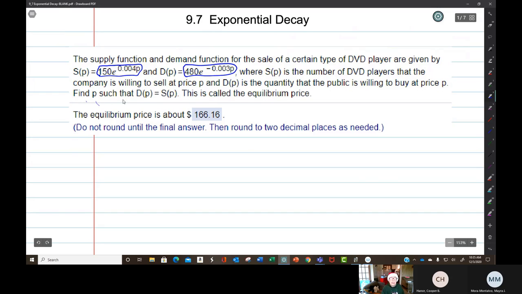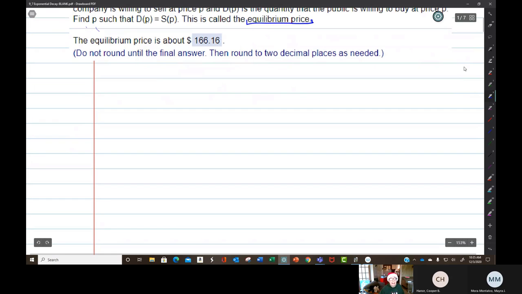Now, it says find P such that D of P, this, equals S of P. That is, the demand and the supply equal each other. That's called the equilibrium price. And it's very important in economics. So if you're going into banking, you're probably going to have to take an economics course eventually, if you haven't already had it.